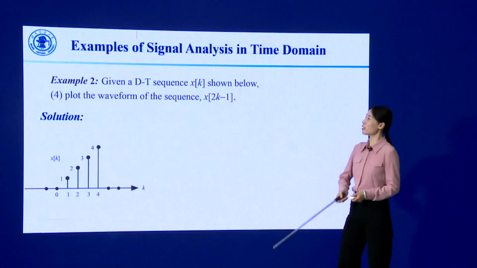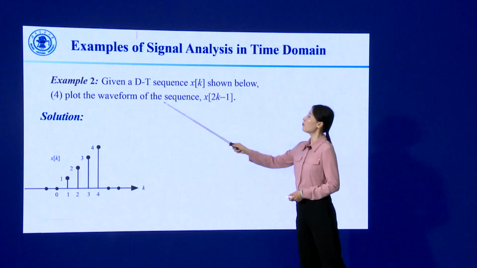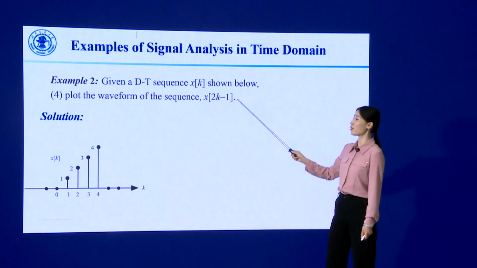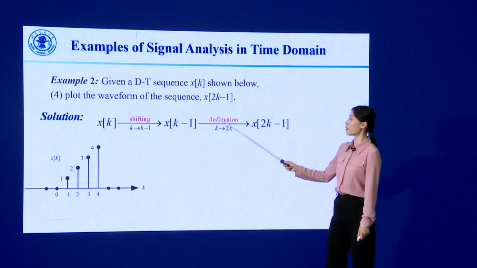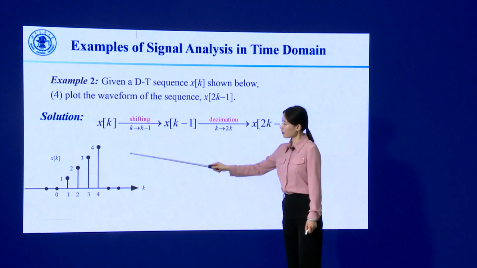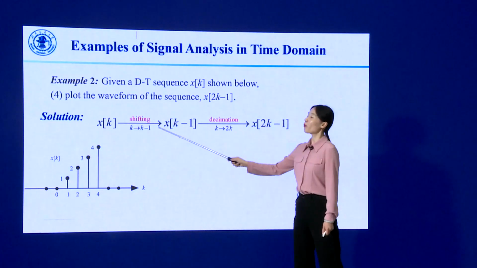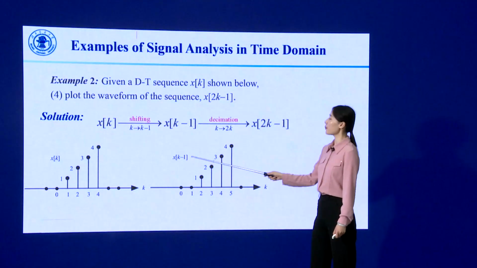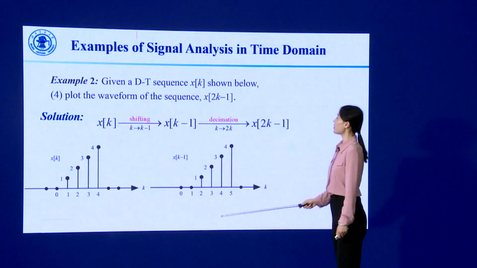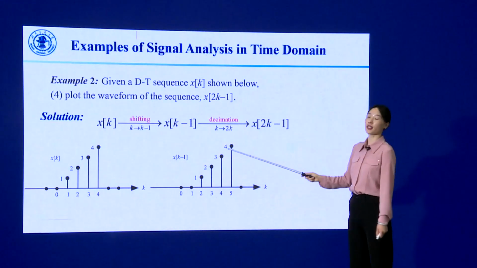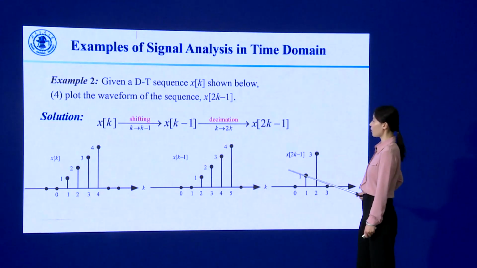The fourth question is plot the waveform of the sequence of x of 2 times k minus 1. Here is the solution. We first shift this signal to the right by 1 unit, and we get s(k minus 1). And then we do 2 times decimation on this sequence, and we can get the final result.